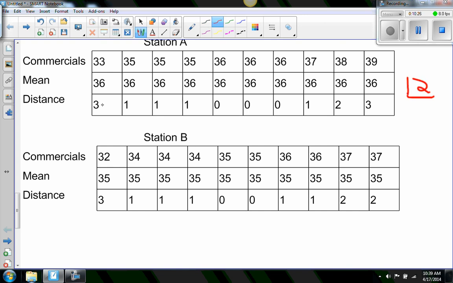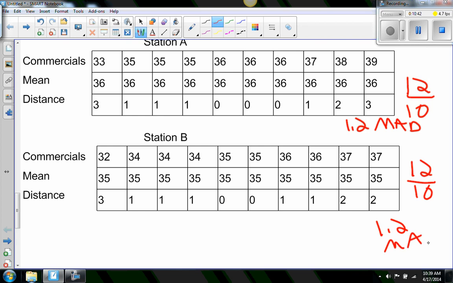And how many did I have? There were 10 of them. So 12 divided by 10. So for station A, the 1.2 is the MAD. 3, 4, 5, 6, 7, 8, 10, 12. Oh, look at that. It's going to be the exact same for the bottom one. So they both have 1.2 mean absolute deviation.